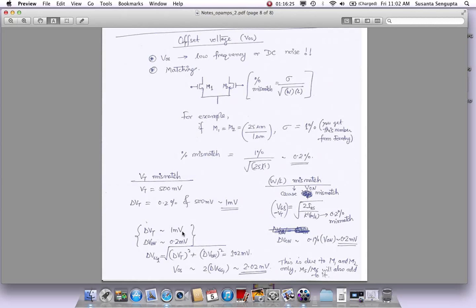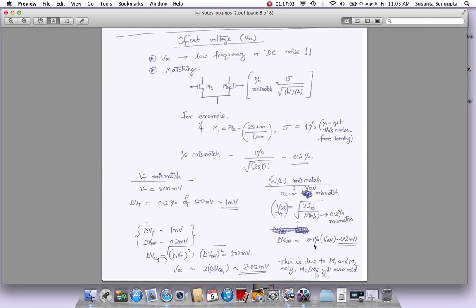Okay. Now, what happens when you have W over L mismatches? Let's assume that the VTs match perfectly. But because we have W over L mismatch, the Von numbers are going to be different. The VGS minus VT, the Von number. So what is the Von number? Von is the square root of 2 times the drain current divided by K prime W over L. And let's say this Von was 200 millivolts, we design it for 200 millivolts. What is 0.2% mismatch, which is from here, of 200 millivolts?